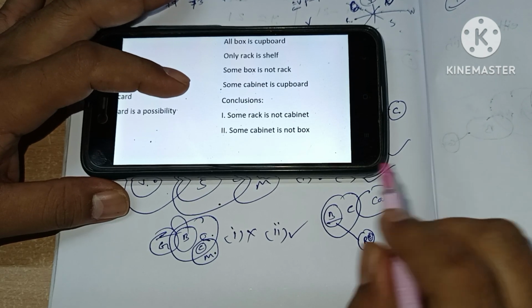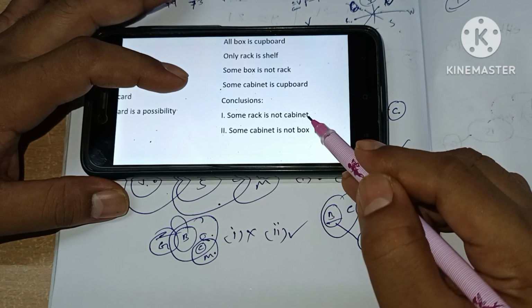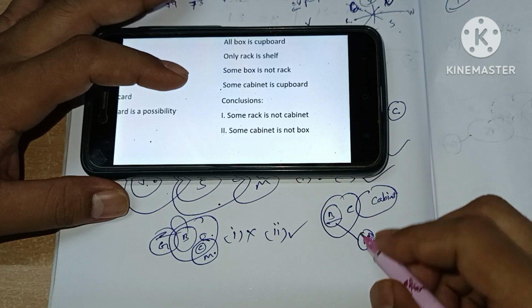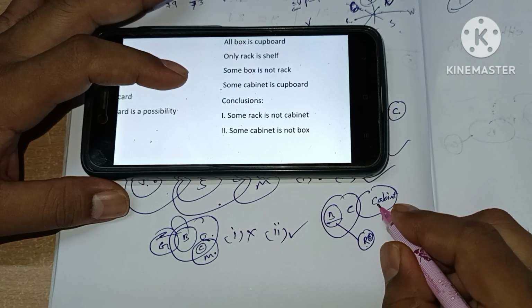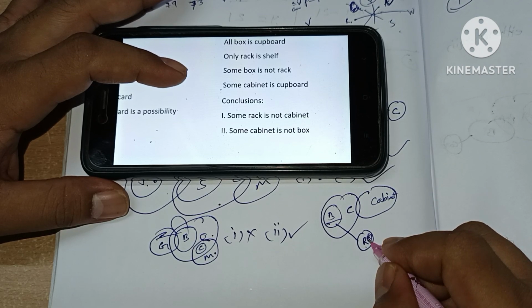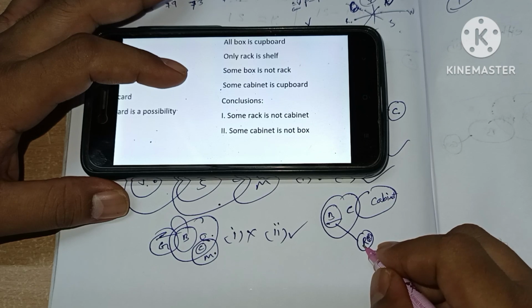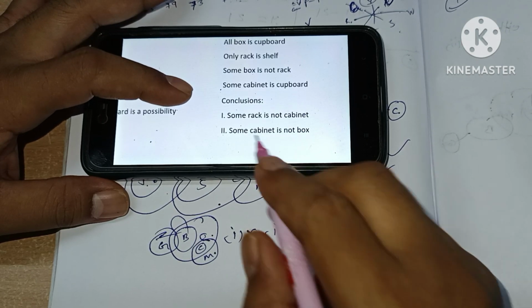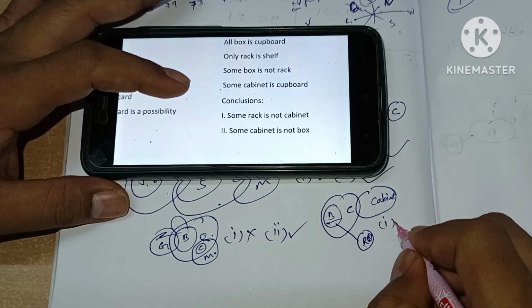Let's see conclusions. Some rack is not cabinet means we check whether all rack can be placed inside cabinet. It is not possible because here we have self which does not share anything except rack. So first conclusion, all case fails. All case fails means some not case will be true.